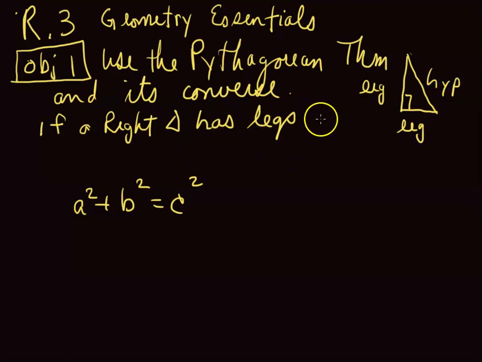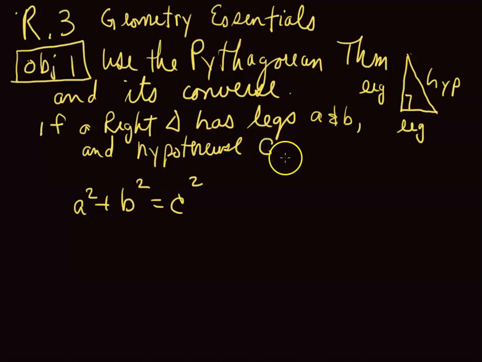So if a right triangle has legs a and b and hypotenuse c, then, and only then, a squared plus b squared equals c squared. So next time somebody asks, what is the Pythagorean theorem, you should say, if you have a right triangle, if it has legs a and b and hypotenuse c, then a squared plus b squared equals c squared.